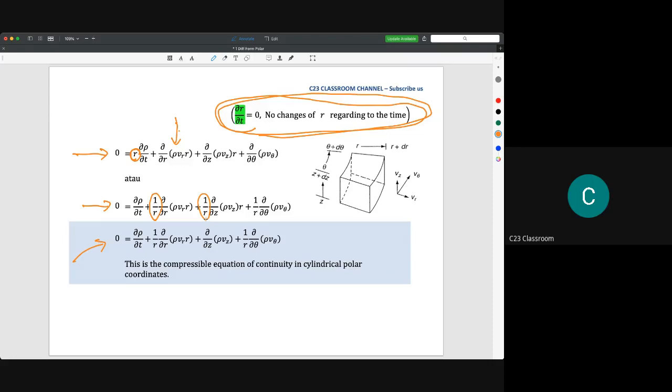So this is the compressible equation of continuity in cylindrical polar coordinates. This is the overall, or the general, equation for polar coordinates. Why does this become the general equation? Because this equation can be used for both incompressible and compressible situations, since we have the density parameter in this equation.